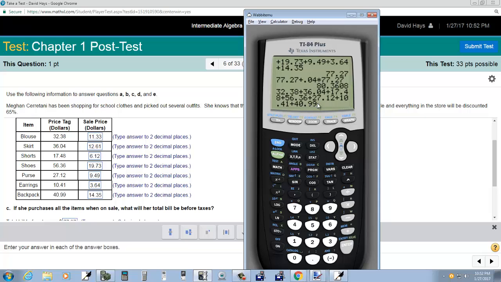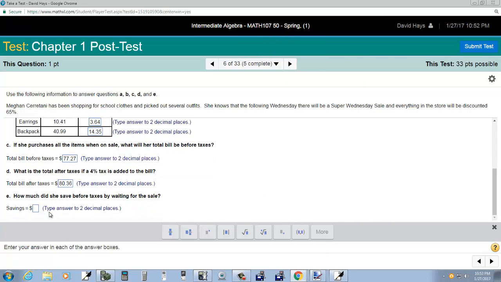32.38 plus 36.04 plus 17.48, 56.36 plus 27.12 plus 10.41 plus 40.99 minus my 77.27. Looks like we saved, that seems pretty high. Might probably be, seems about right. We'll know after I submit the test. 143.51. Okay.